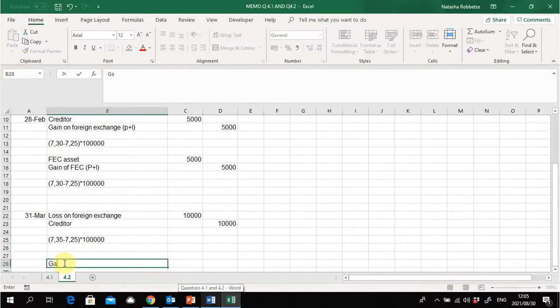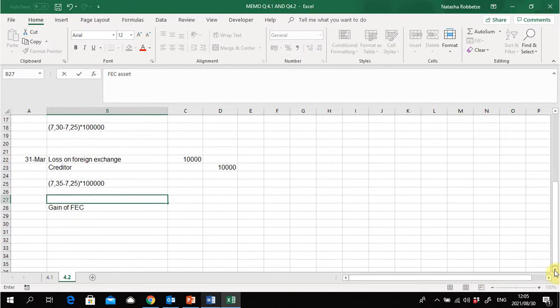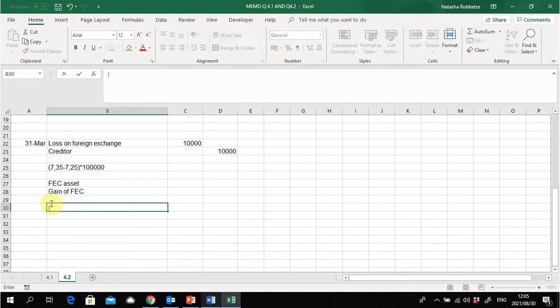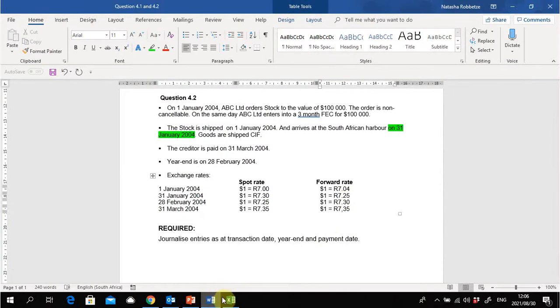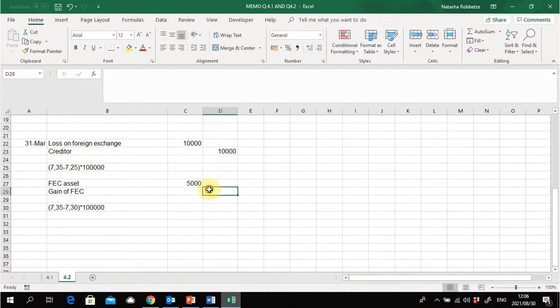So this went up, so this is a gain. So I'm going to say gain on FEC, and the double entry is the FEC asset, and there I'm going to have a difference. It is 7 Rand 35 minus 7 Rand 30, I believe, and times $100,000. Right, so I'm just calculating the difference there. Just want to double check that the figures are correct. Right, and that's a total of 5,000.